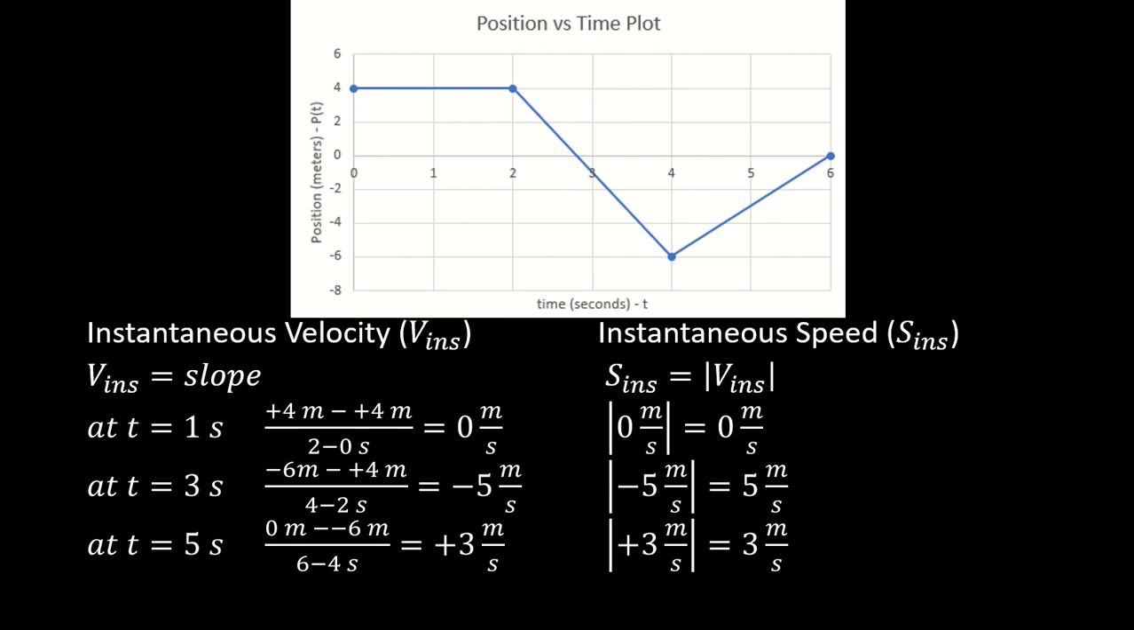So the instantaneous speed at time 1 second would be the absolute value of 0 meters per second, which is still just 0 meters per second. At time t equals 3 seconds, the absolute value of the instantaneous velocity, negative 5 meters per second, would be the instantaneous speed, 5 meters per second. And then the absolute value of the instantaneous velocity at time t equals 5 seconds would be the absolute value of positive 3 meters per second, which just means that we removed that positive sign which gave a direction, and we just have 3 meters per second.